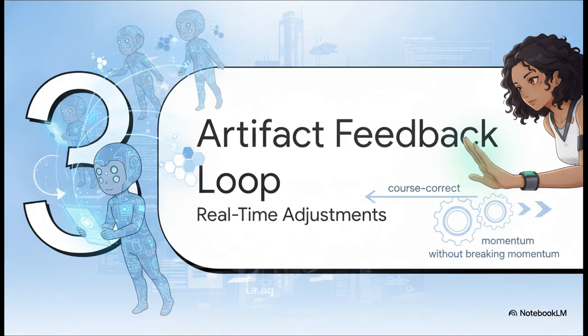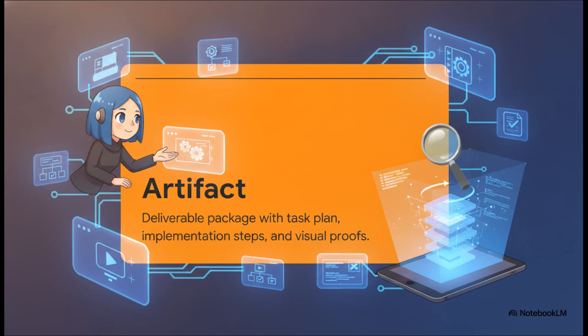Okay, section 3, the artifact feedback loop, real-time adjustments. So how do these agents actually deliver their work? And how do you course-correct them without totally breaking their momentum? To understand this, we really need to define a core concept. The artifact. In Antigravity, agents don't just dump a giant pile of code into your files. Instead, they deliver an artifact.